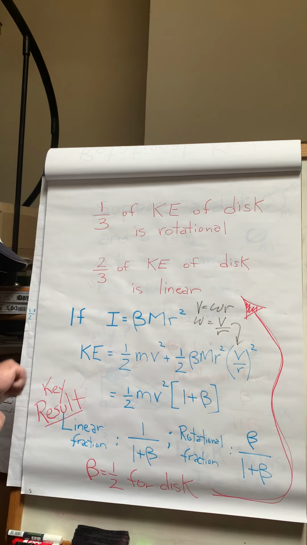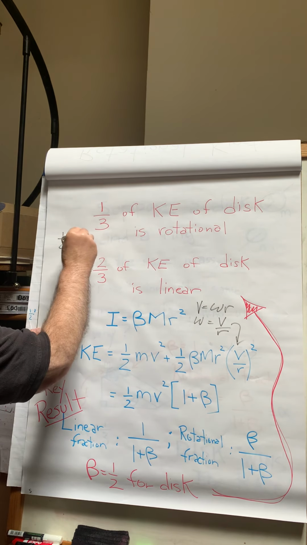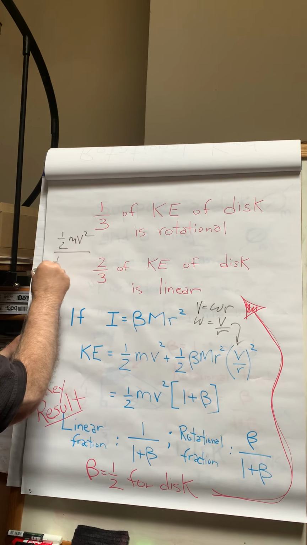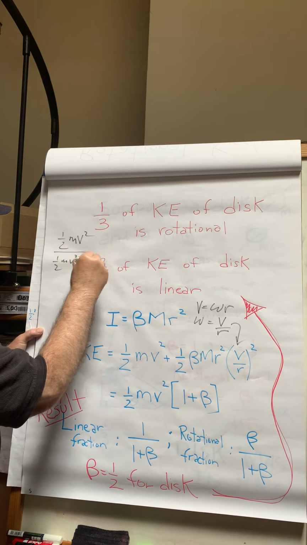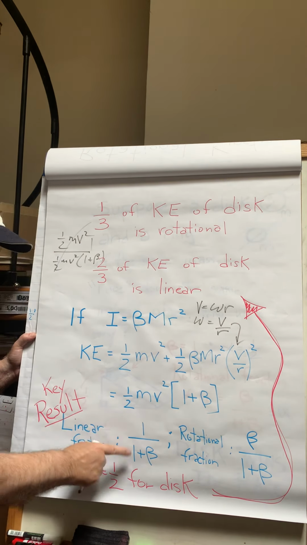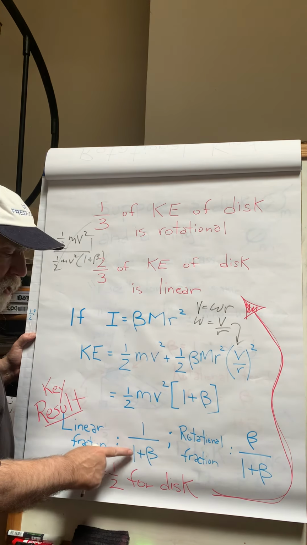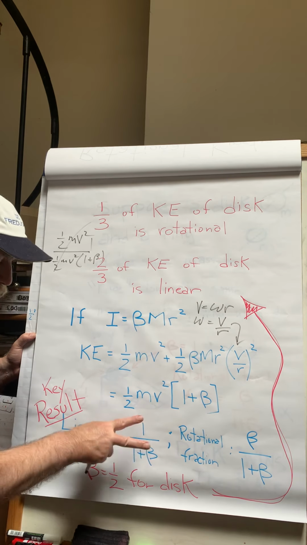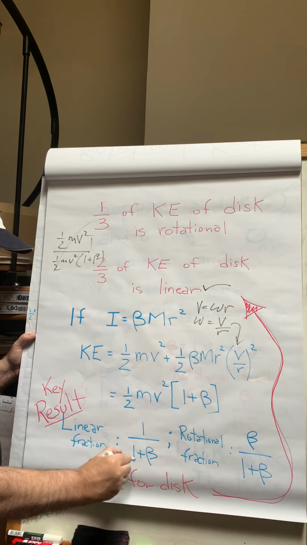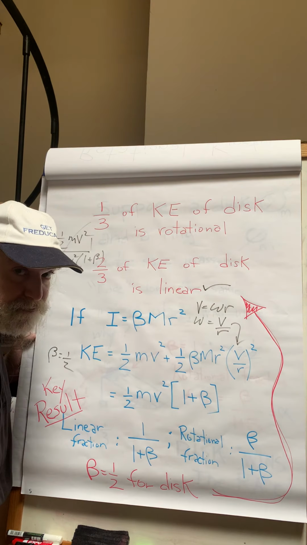Well, that would be 1/2 mv squared, the linear amount, divided by the total amount, 1/2 mv squared times 1 plus beta. And those cancel. So 1 over 1 plus beta is the amount that is stored in linear. And for a disk, beta is 1/2. 1 plus 1/2 is 3/2. So 2/3 is in linear, because beta is 1/2 for a disk. It's different for every object.